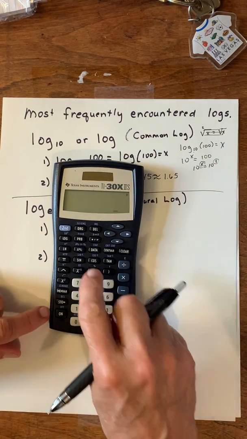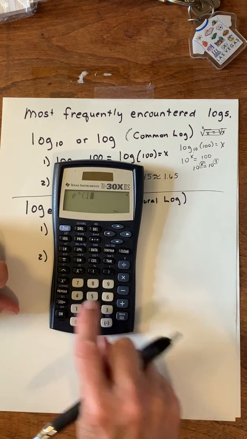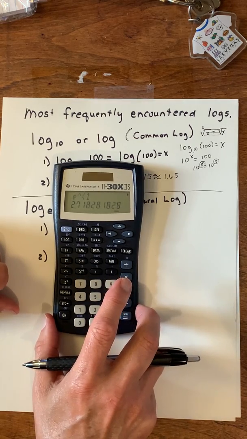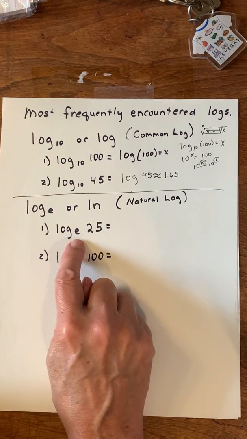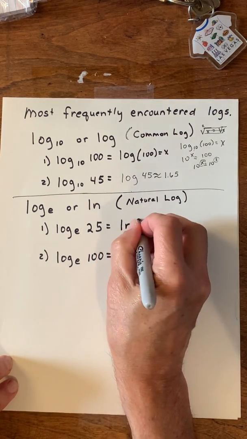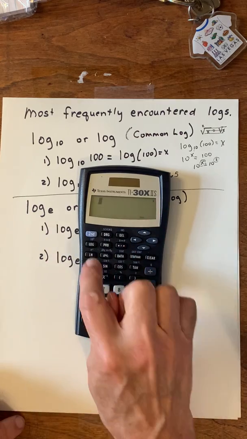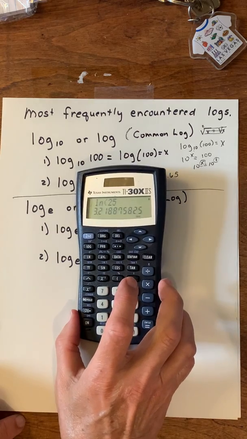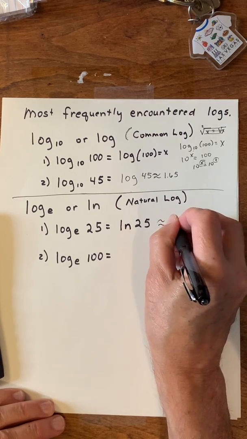In fact, if I want to find out what it is, I've got an e to the x. I'm going to put e to the first power to see what e is. It is 2.7183. That's approximately what e is. So if I see log base e of 25, I would typically write that as ln of 25. And once again, I would use my calculator. ln of 25 equals, rounding to 2 decimal places, 3.22. So that's approximately equal to 3.22.